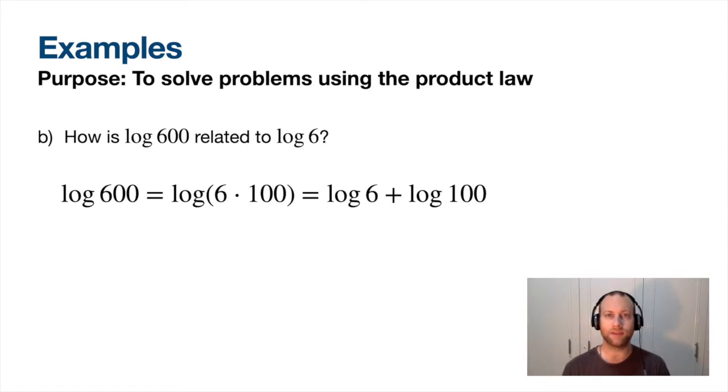Now you'll notice I have log 6 by itself. I can simplify the last term into 2. This is how they're related. Log 600 is equal to log 6 plus 2. So it's related by this plus 2.